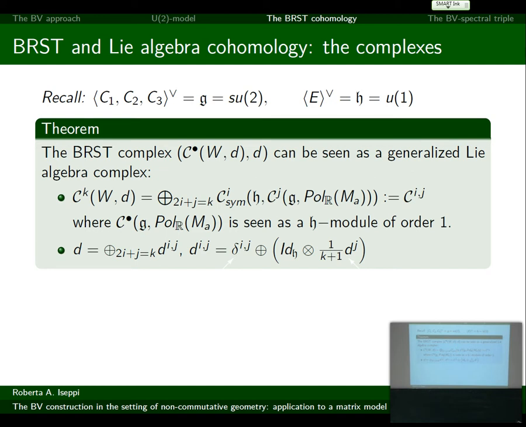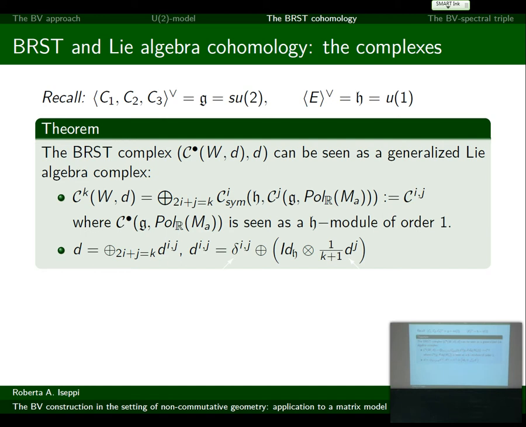And this is really telling us something about the ghosts. Why? Because remember that G was generated by the dual of C1, C2, and C3, which were our Grassmannian ghost fields. Therefore, when we consider the dual, we are dealing with alternating maps. And for this reason, we have to consider this kind of cohomology.